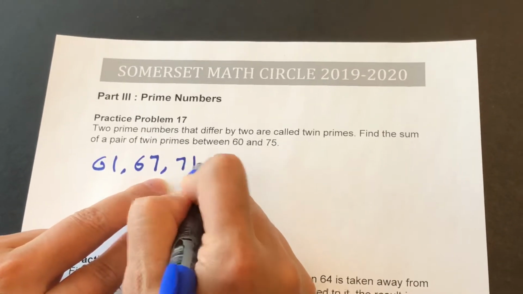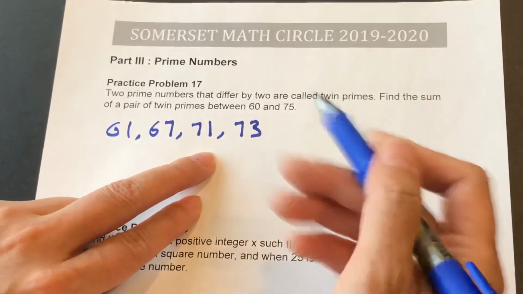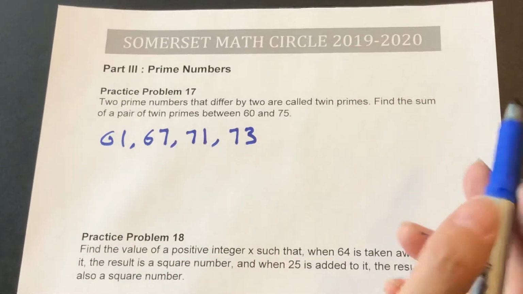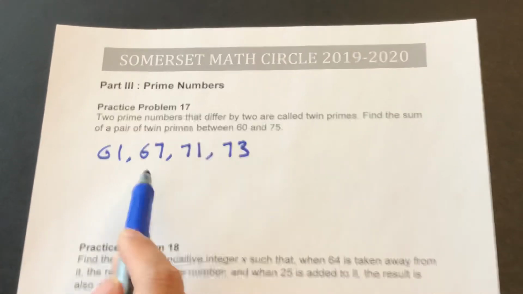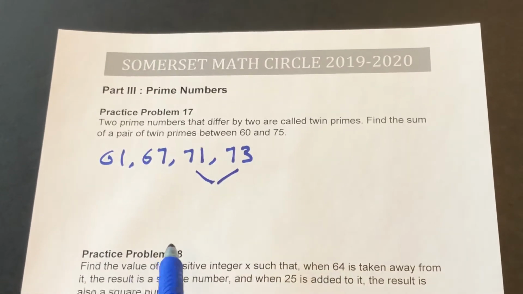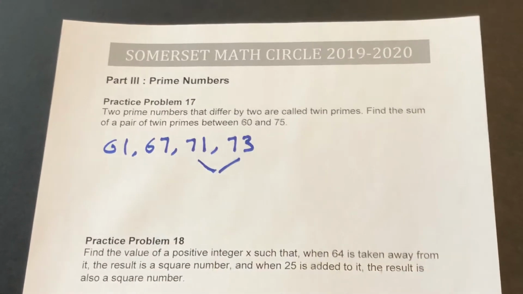So 71, 73, 75 can be divided by 5, so you don't have to write that one out. So these are the possible prime numbers within this range. So the only pair is these 2 that differ by 2. These are the twin primes. Then you find the sum of these 2 numbers.